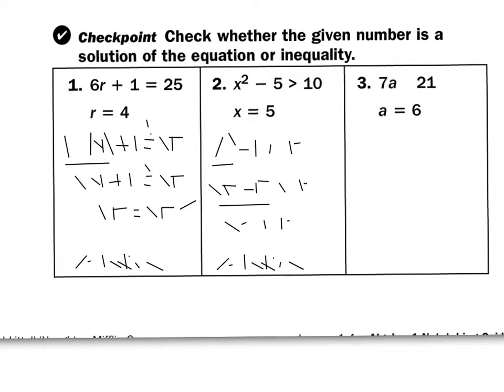Number 3. This is supposed to be a less than or equal to. 7a is less than or equal to 21. We're substituting 6 in for a. So that'd be 7 times 6 is less than or equal to 21. Well, 7 times 6 is 42. Is 42 less than or even equal to 21? No. So this is not a solution.